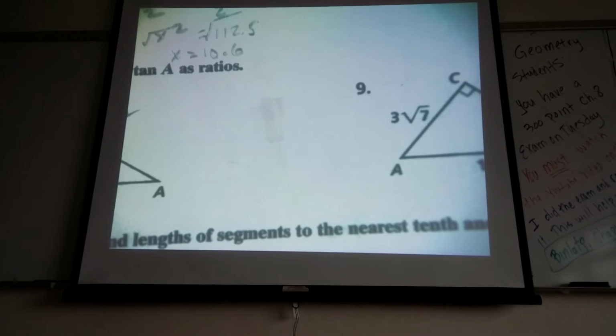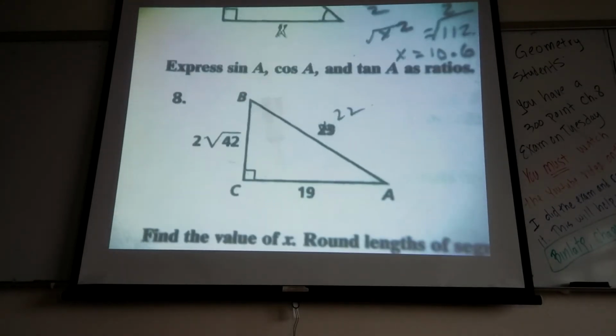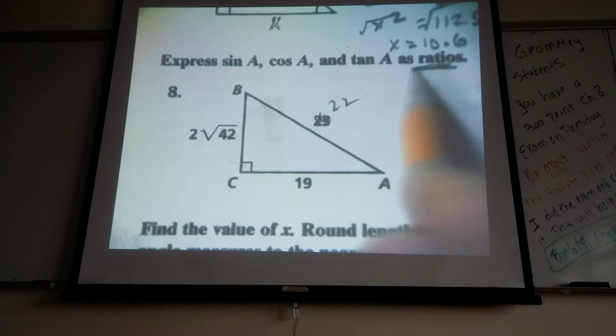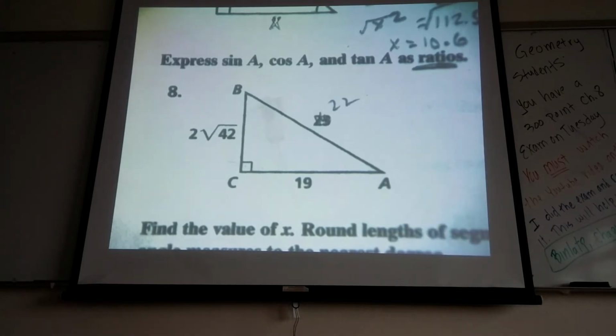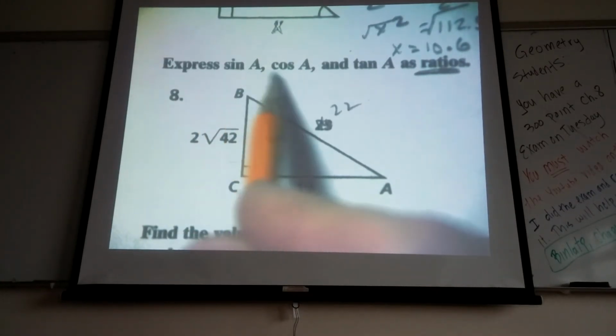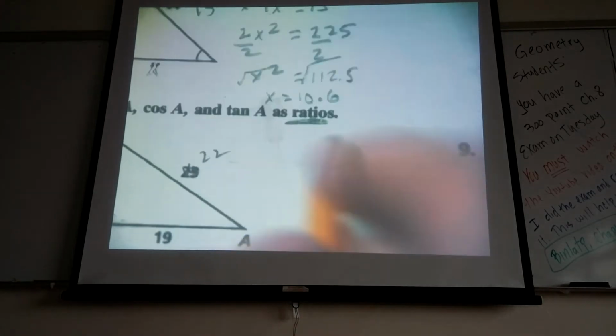All right, let's go to number 8. On number 8, they want ratios. They do not want the angle. Don't find angle A, don't find angle B. All they want you to do is find their ratios. In other words, leave them as fractions. And let's read carefully. They want the sine of A, cosine of A, and tangent of A.